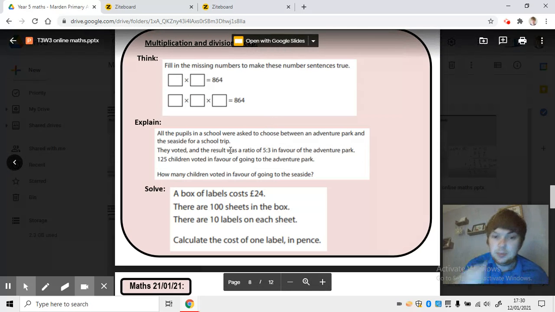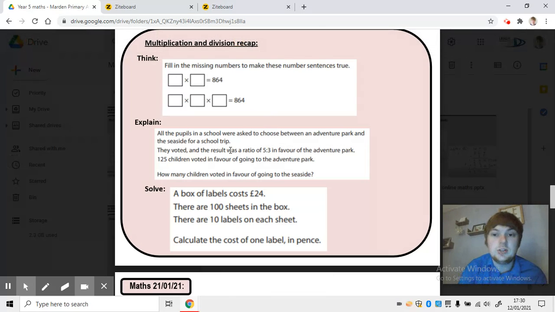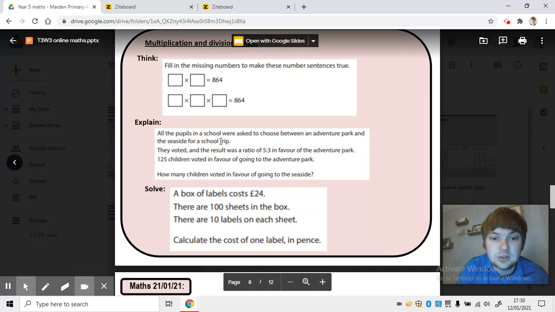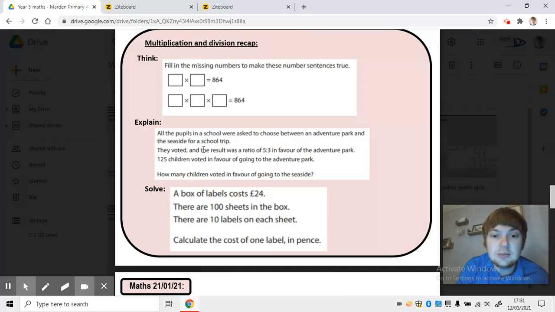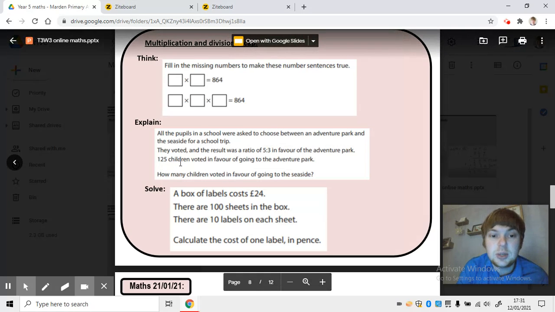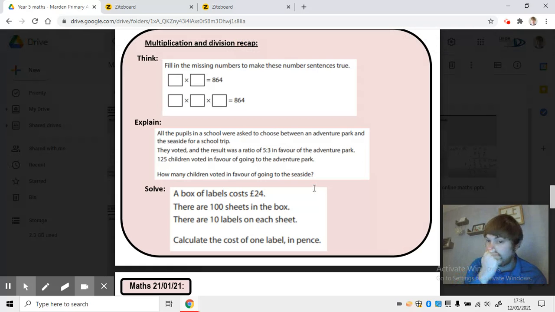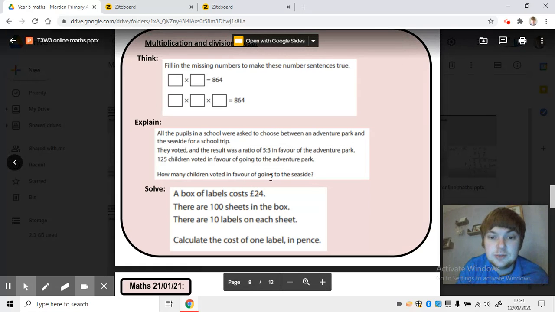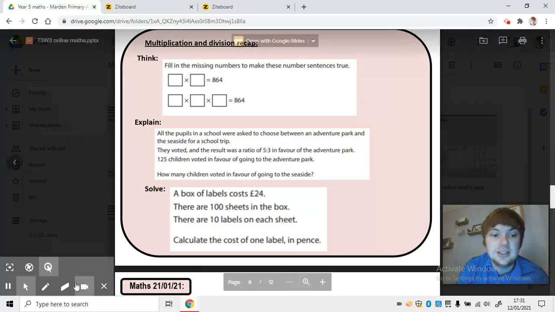On this explain, all the pupils on the school trip were asked to choose between an adventure park and the seaside for a school trip. They voted and the result was a ratio of 5 to 3 in favour of the adventure park. 125 children voted in favour of going to the adventure park. How many children voted in favour of going to the seaside?